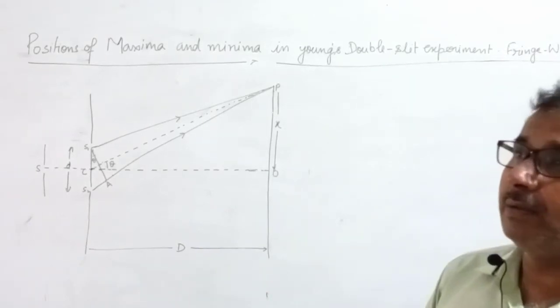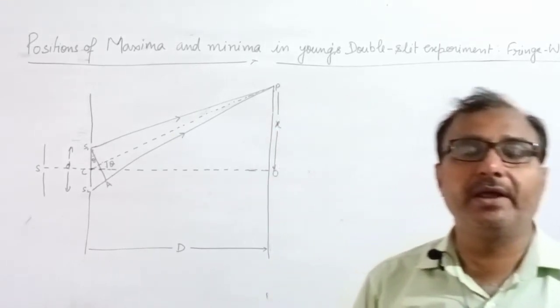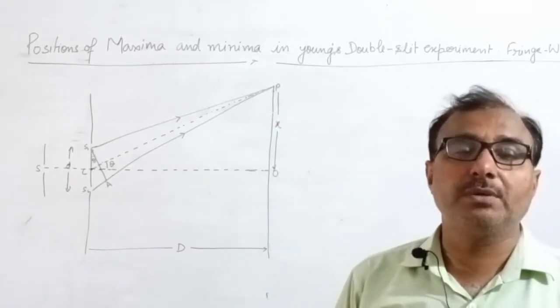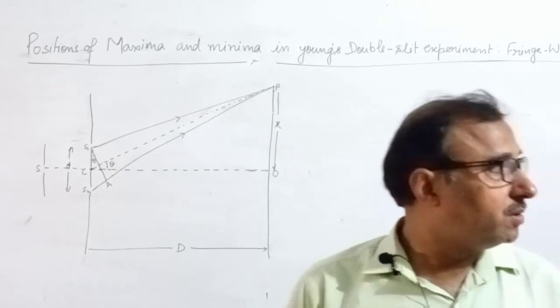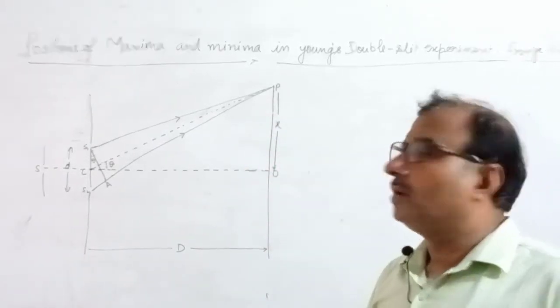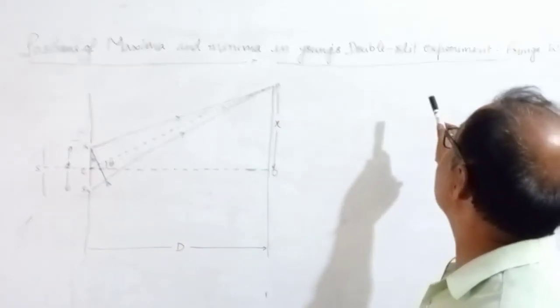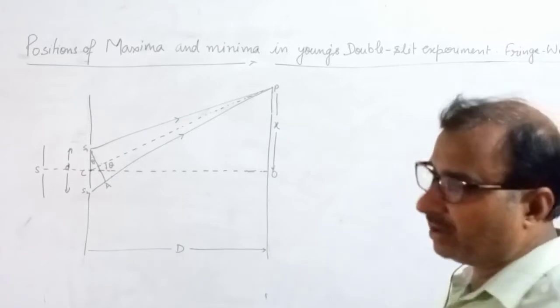As I told you, I'm going to make a series of important derivations for semester 2 exams. Out of them, today I'm going to tell you one: position of maxima and minima in Young's double slit experiment.